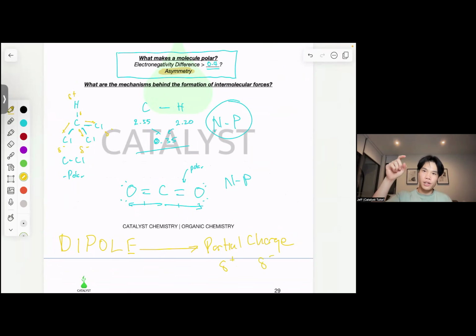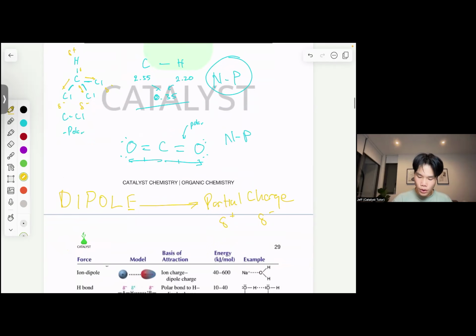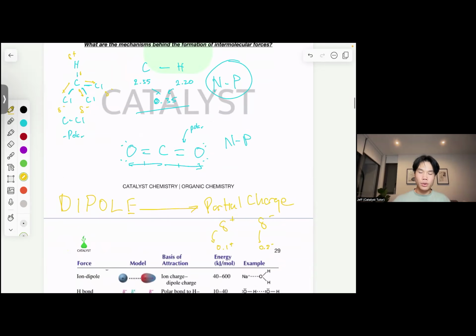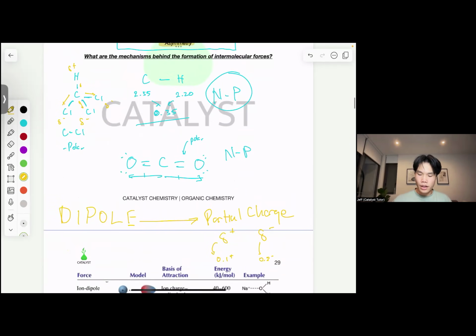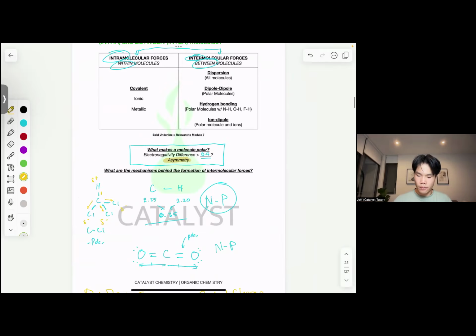So when we normally see, for example, Cl minus or F minus, that is a halogen with a complete 1 minus charge, or sulfate has a 2 minus charge. When we're talking partial charge, you can think of these as charges that are like 0.1 plus or 0.2 minus. They're very small charges. And whilst they do interact with each other, they're not as strong as a complete charge.